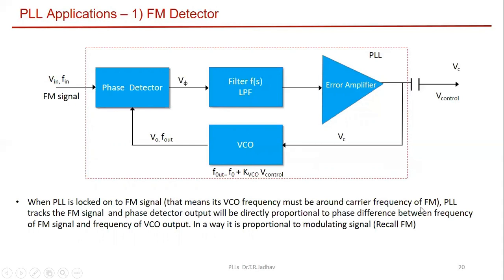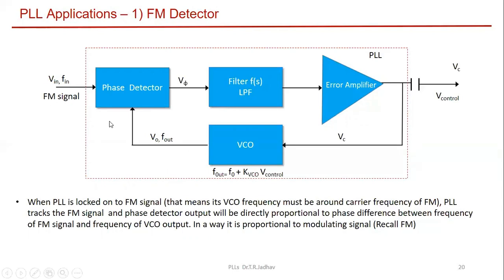So when PLL is locked onto FM signal, that means its VCO frequency must be around carrier frequency, which I have already told you. Then what happens when PLL tracks the FM signal and phase detector output? So here the phase detector output will be directly proportional to the phase difference between frequency of FM signal and frequency of VCO output, as you see here. In a way, it is proportional to the modulating signal. So recall in FM, I have already discussed, in FM, we change the frequency of carrier according to the modulating signal.